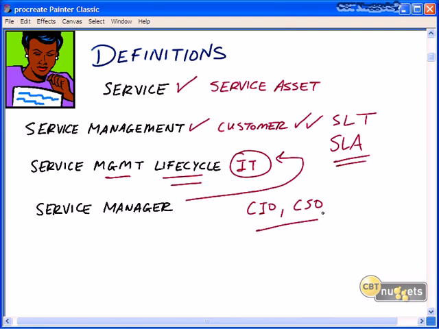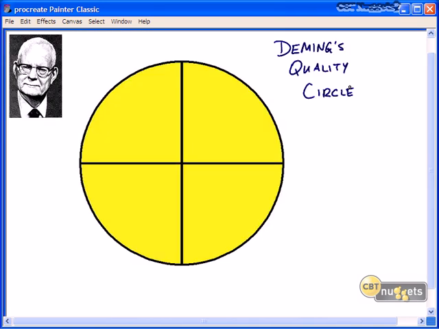Now, a big part of all of this management of service is making sure that the service that you deliver has quality built in, quality assurance, quality control. So let's look next at a very popular quality circle that gives us a step-by-step process, and this is called Deming's Quality Circle. Here's our buddy again, Dr. W. Edwards Deming, and he came up with his quality circle. It's all about quality, and quality is basically meeting or exceeding customer expectations.